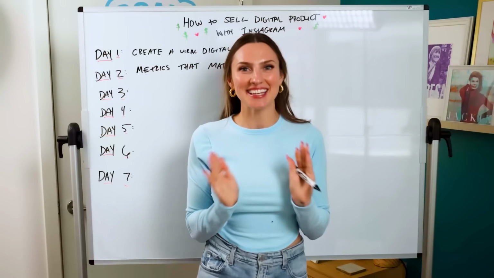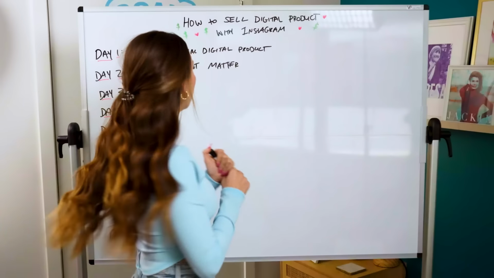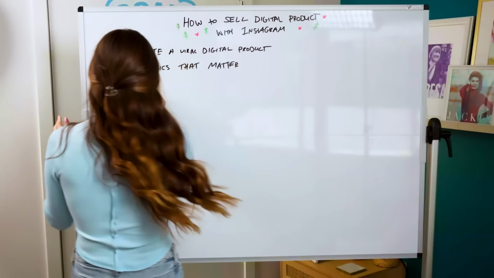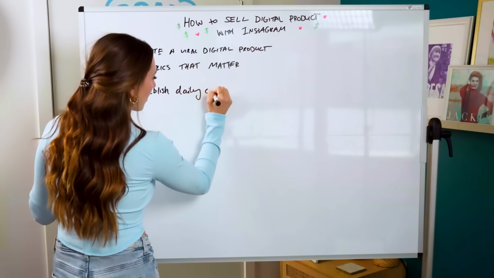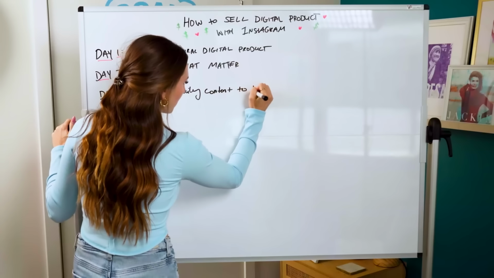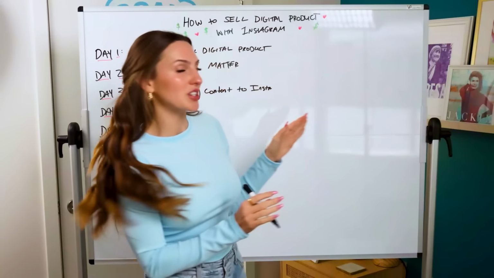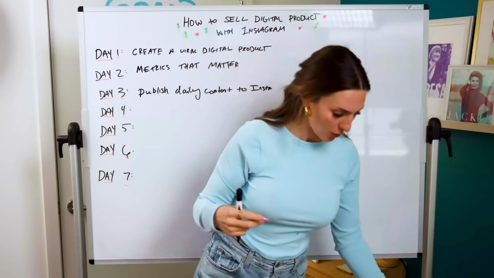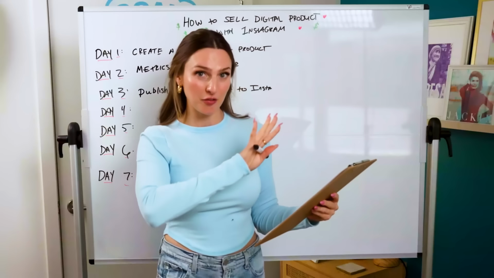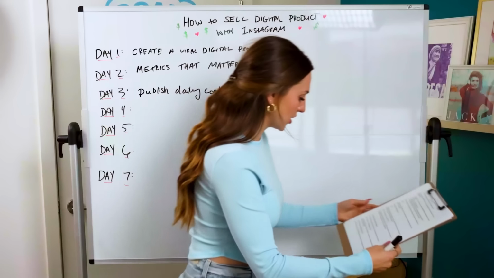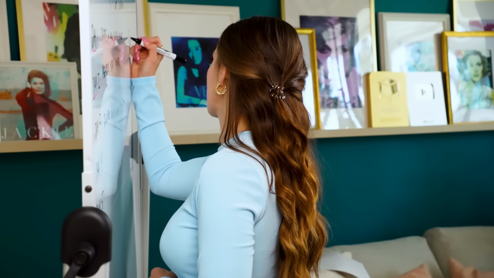Okay, we are getting into the nitty gritty of Instagram marketing and selling digital products with Instagram. Let's go on to day 3, which is publish daily content to Insta. Now, this is a big day. This is where we start to actually monetize and sell our digital product. And so what I want to do is first walk you through the basic flow of how I sell digital products with Instagram. I just want to walk you through what the flow looks like.